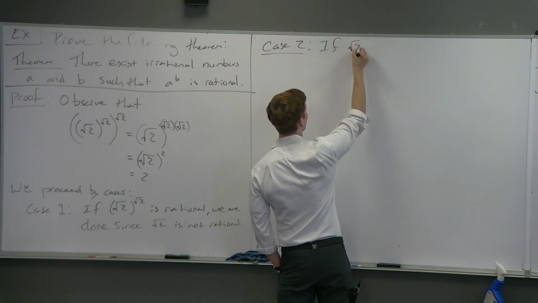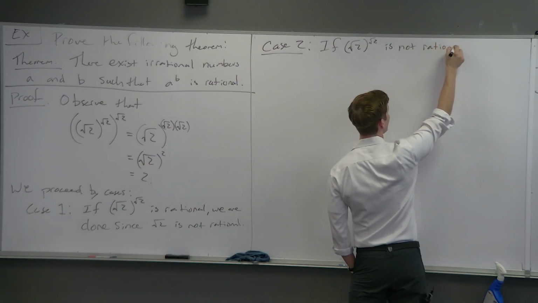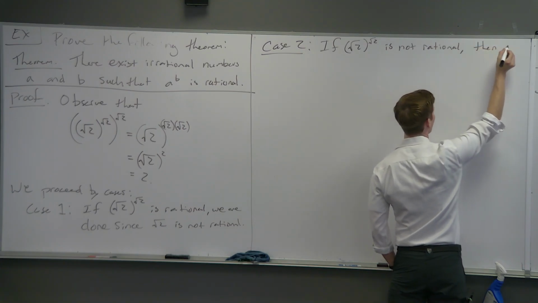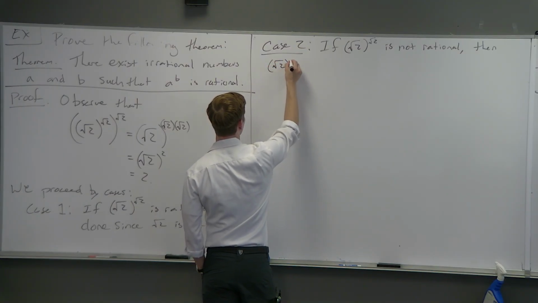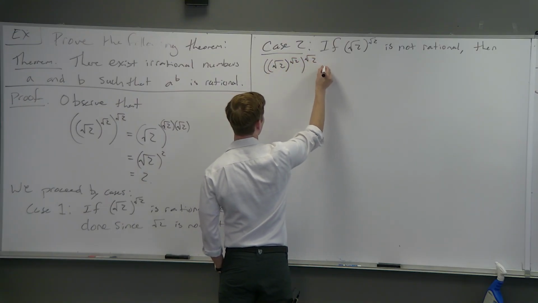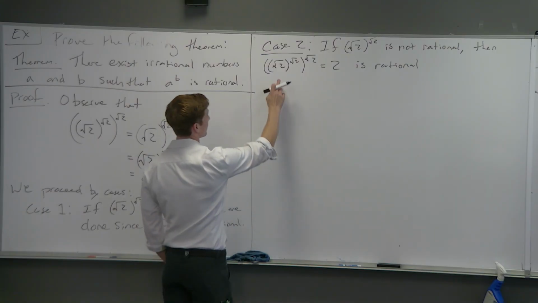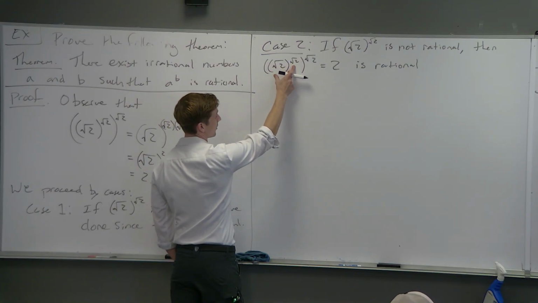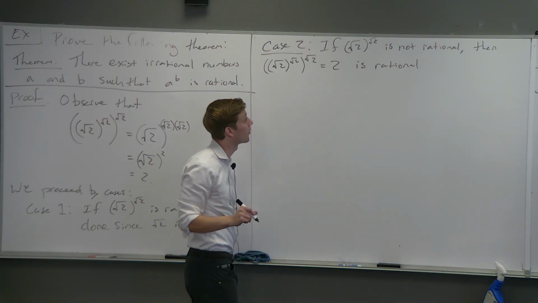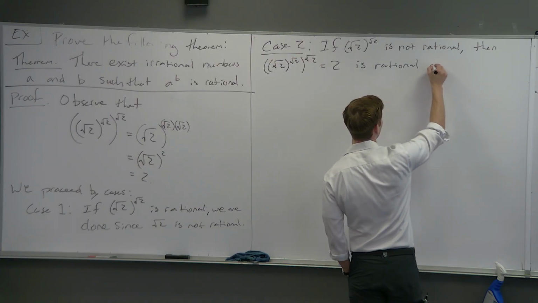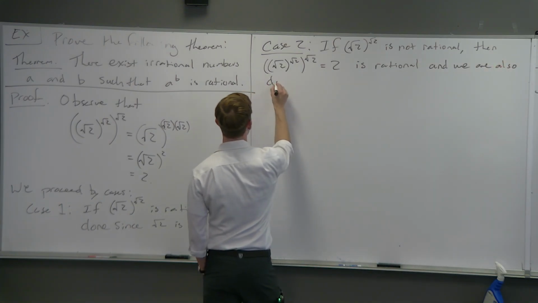If the square root of 2 to the power of the square root of 2 is not rational, then the square root of 2 to the power of the square root of 2 is an irrational number. And if I raise it to the power of the square root of 2, that is an irrational to an irrational power, and we get something that is rational, and we are also done.